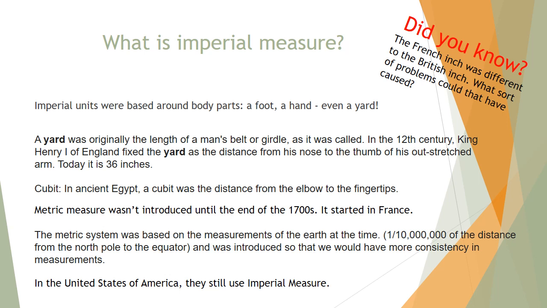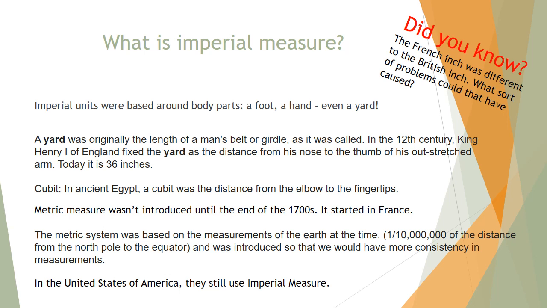Metric measure wasn't actually introduced until the very, very end of the 1700s, and it started in France. The metric system was based on the measurements of Earth at the time. So when they introduced it, they said, the distance from the North Pole to the equator, if we divide that by 10 million, that's going to be our meter. And that's what they based the metric system on.